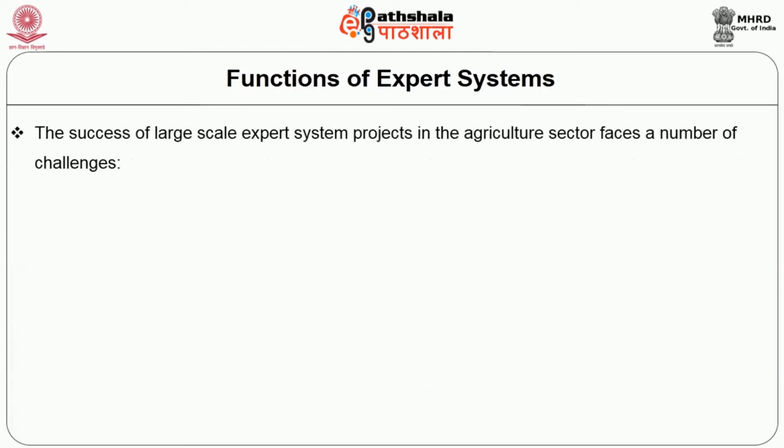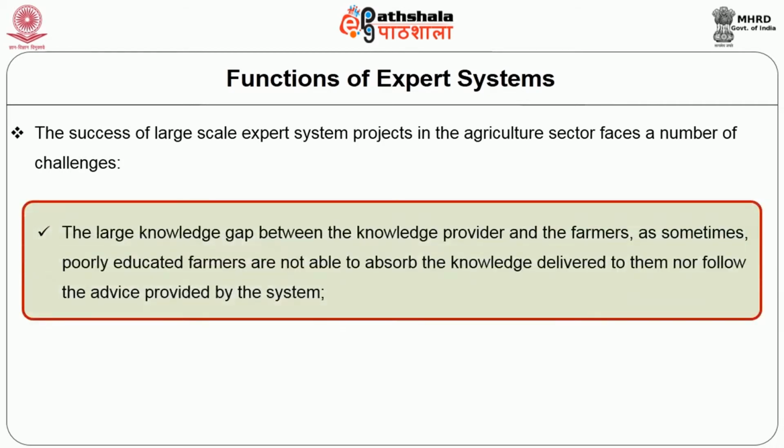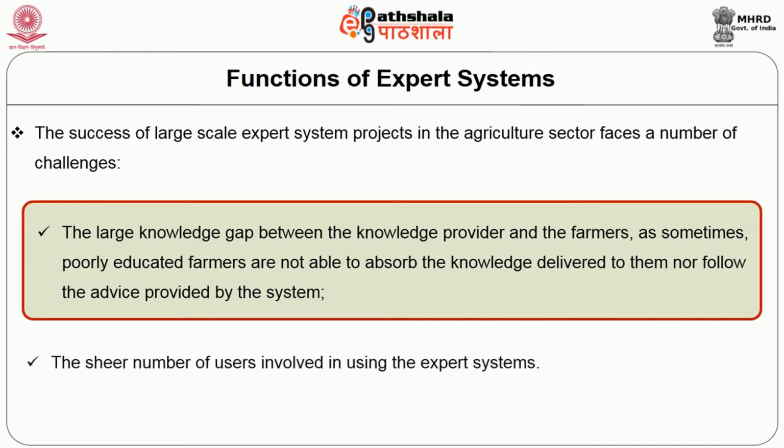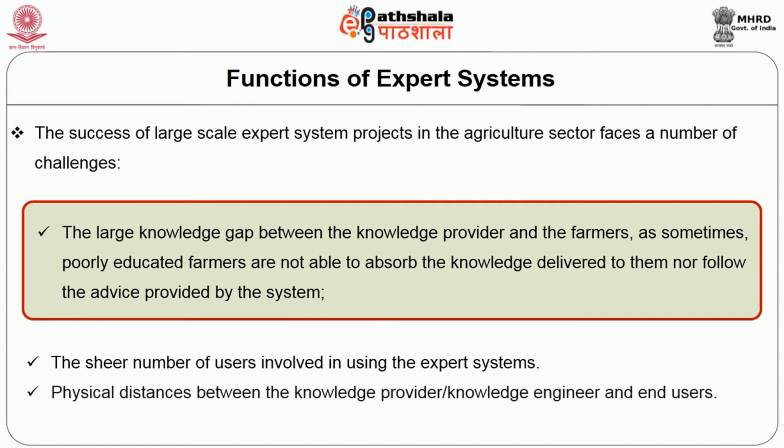The success of larger scale expert system projects in the agriculture sector faces a number of challenges. The large knowledge gap between the knowledge provider and the farmer, as sometimes poorly educated farmers are not able to absorb the knowledge delivered to them, nor follow the advice provided by the system. The sheer number of users involved in using the expert system. Physical distance between the knowledge providers and knowledge engineers and the end users.